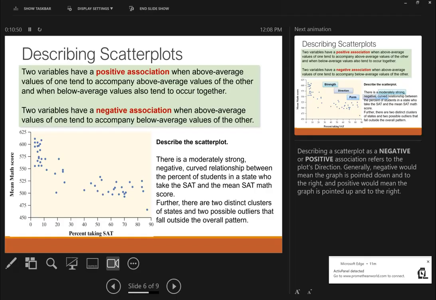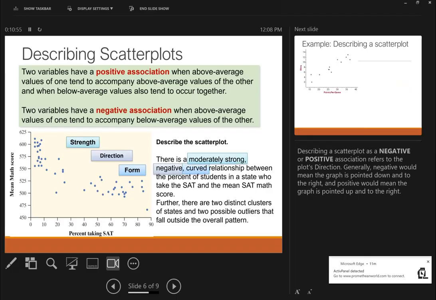So let's look at the scatter plot below here. If we asked to describe this one, we'd say the strength, it's moderately strong and certainly looks like a shape. The direction is negative because the points go down as we read from left to right. And the form, that looks kind of curved, possibly exponential would be my thought. Looks a little bit like an exponential curve. Everybody's okay?